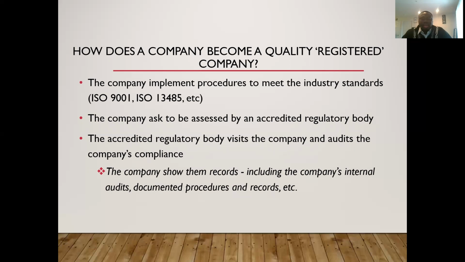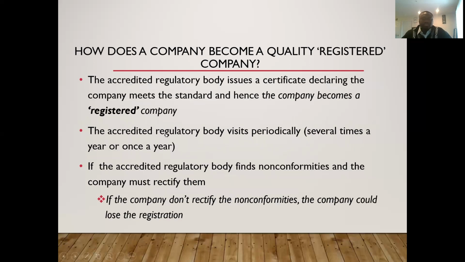After the accredited body has audited the company's compliance, the company shows them records, including company internal audits, documented procedures, and records. After that, they will issue certificates to the organization that you are now ISO 13485 certified. And that is where the company becomes a registered company.